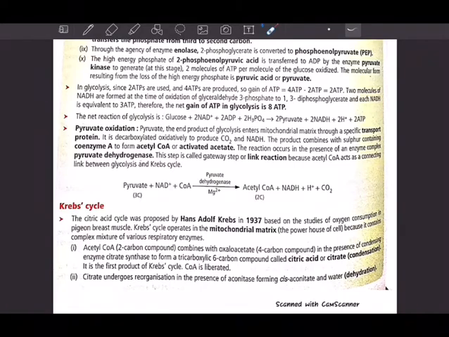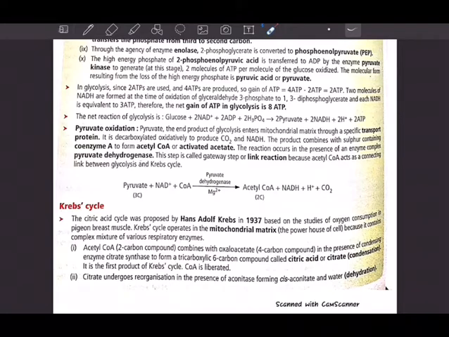Now Krebs cycle, phase 3 in this. So citric acid cycle. The Krebs cycle is also known as the citric acid cycle. This was discovered by Hans Adolf Krebs in 1937 based on the studies of oxygen consumption in pigeon breast muscle. Krebs cycle operates in the mitochondrial matrix. You must remember this for your UPSC NDA. Mitochondrial matrix, the powerhouse of the cell. That's why mitochondria are called the powerhouse of the cell, because it contains a complete mixture of various respiratory enzymes.